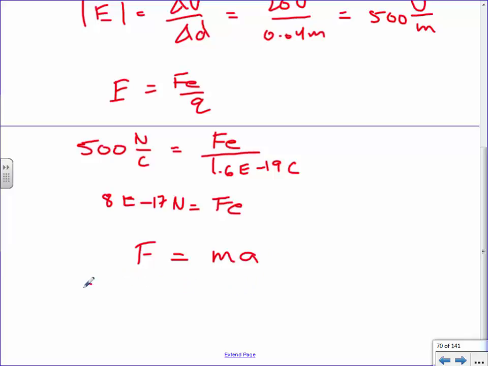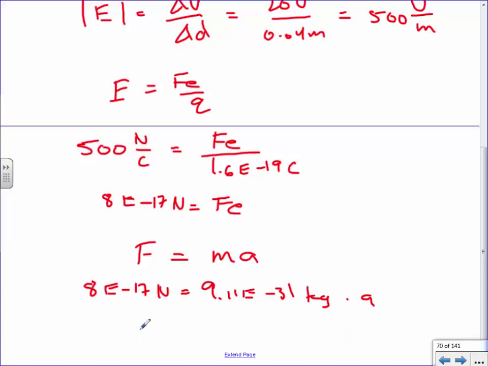Well, I know its force value. 8 times 10 to the minus 17 is its force. But you know what? If you go to your formula sheet, you should be able to find the mass of an electron. Flip to the back side of your formula sheet where all those numbers are. You guys find the section where it talks about particles. You guys see the mass of the electron there? It's 9.11 times 10 to the minus 31 kilograms.